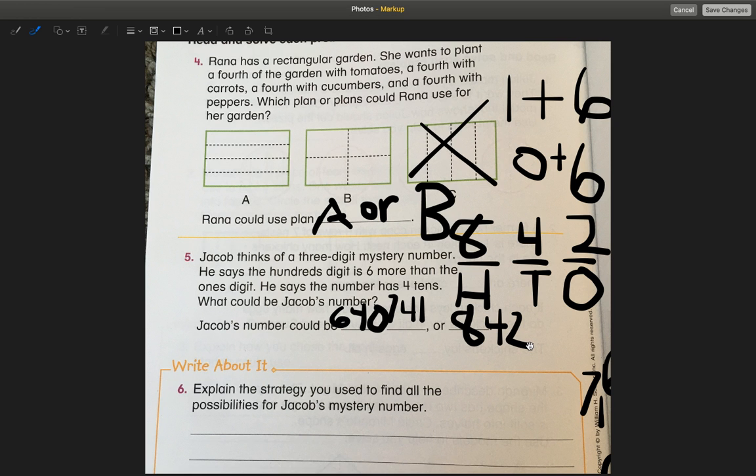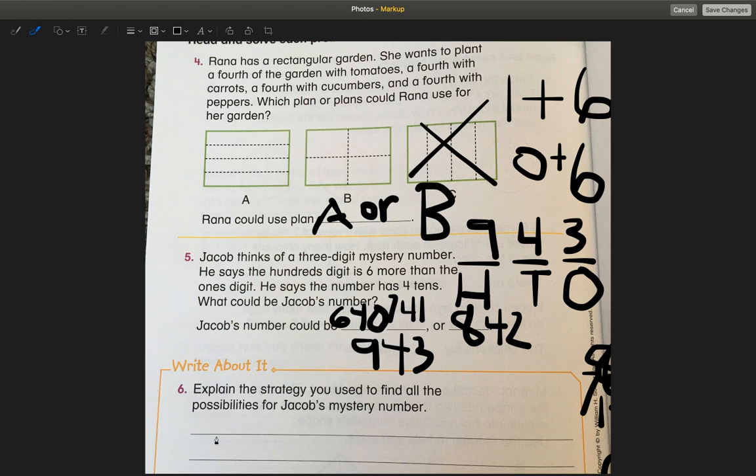Now, I just did 3, but number 6 says explain the strategy you used to find all the possibilities for Jacob's mystery number. Now let's think about this. I think that there's one more number that you could have. So you could say, I could take off the 2 and I could take off the 8. I'm going to put a 3 here. 3 plus 6 is 9. So your answer could also be 943.